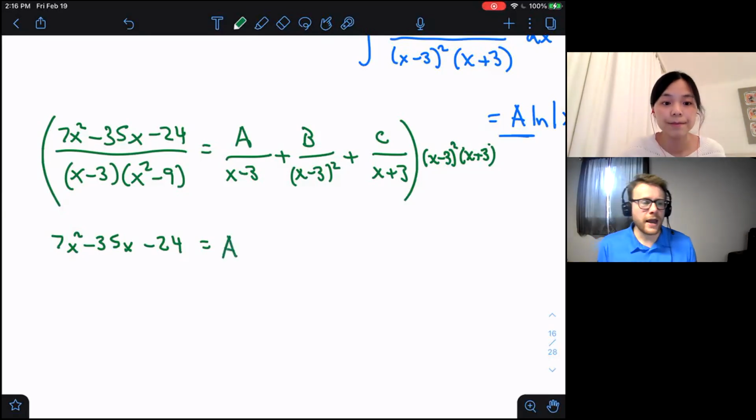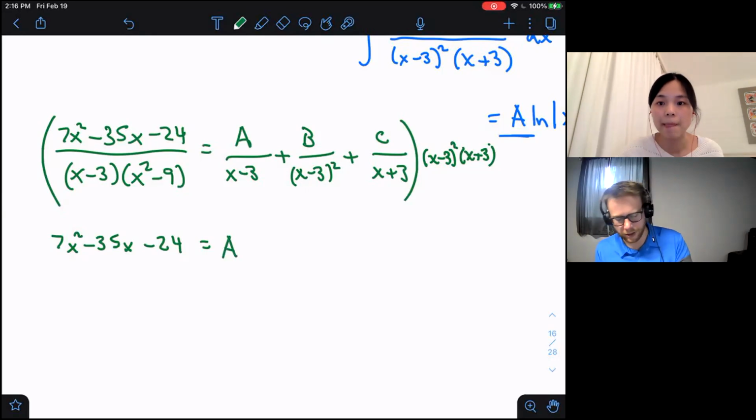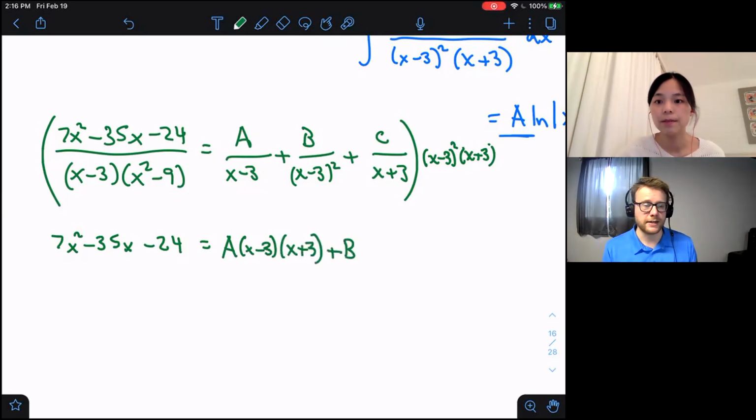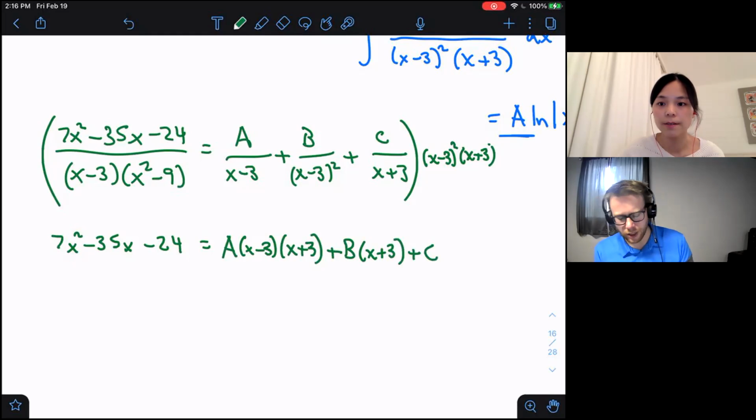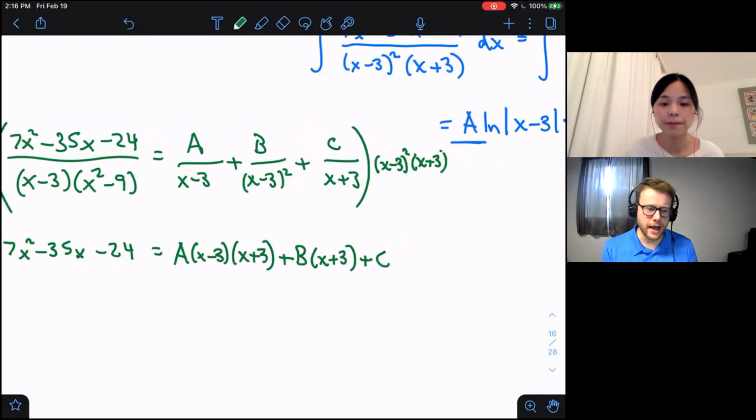On the right-hand side, one of the x minus 3's cancel for our a term. So we're going to have x minus 3 still left over, one of them, and x plus 3. For our b term, both of the x minus 3's cancel. And so we just have an x plus 3 left. And for our c term, the x plus 3 cancels, but the x minus 3's don't. So we get something like this.